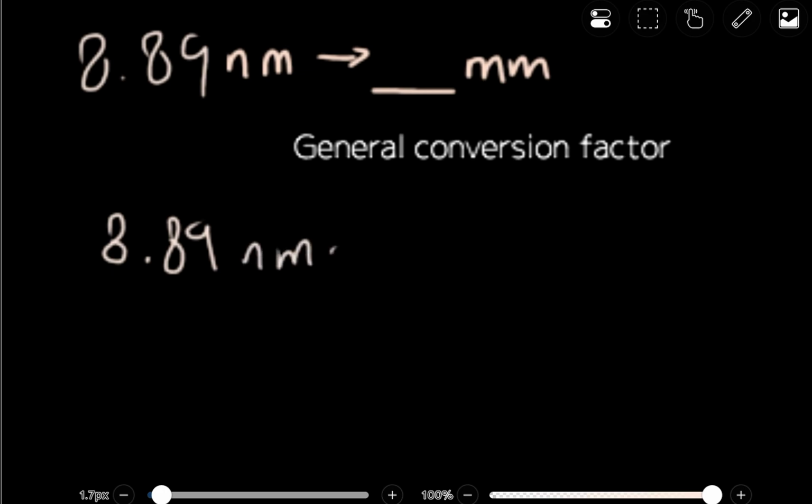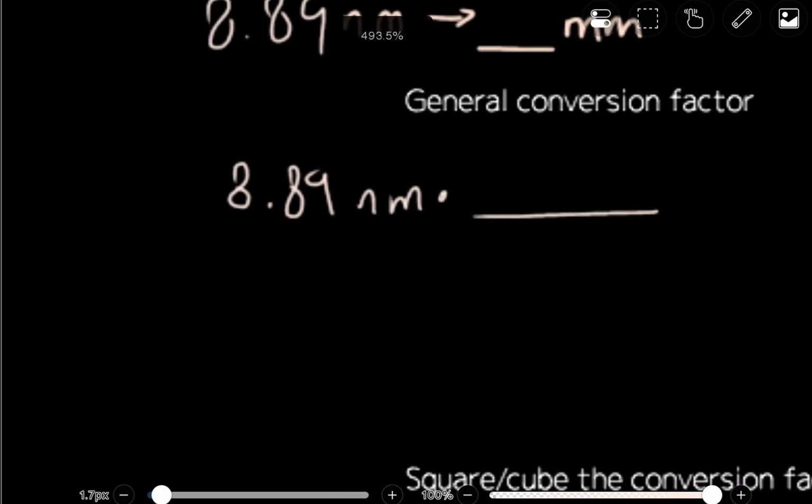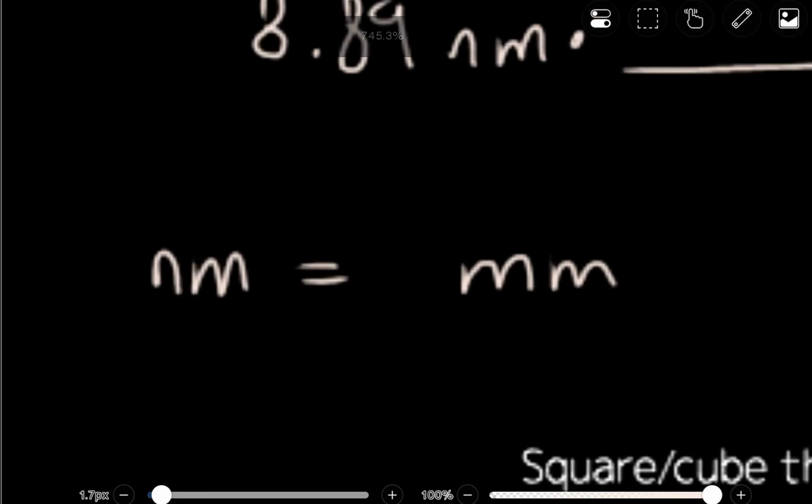So I'll just write out the general problem, and now we want to figure out the conversion factor between nanometer to millimeter. And on your formula sheet, which probably has the SI prefixes, it will say your nanometer... This is a trick question, guys. Your nanometer is 10 to the negative 9 and your millimeter is 10 to the negative 3.